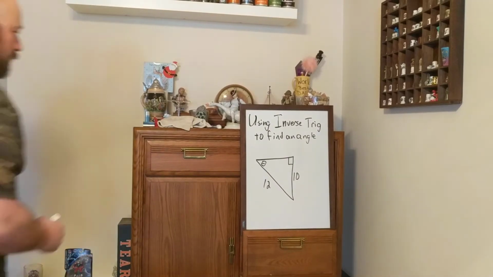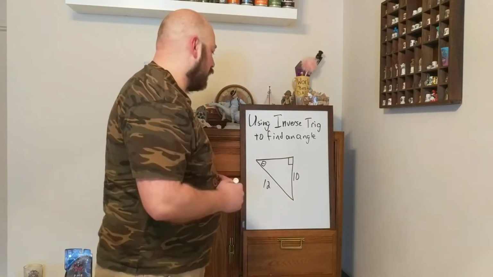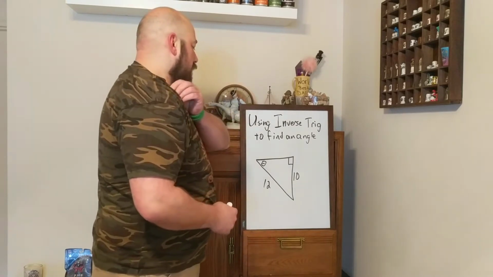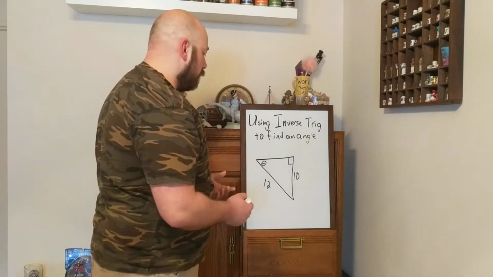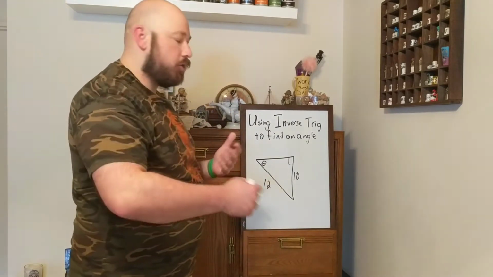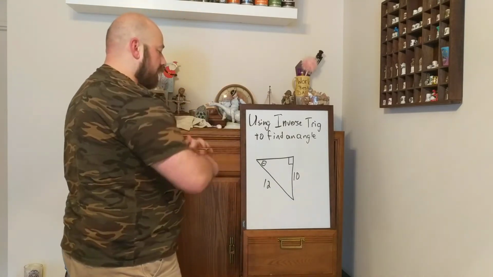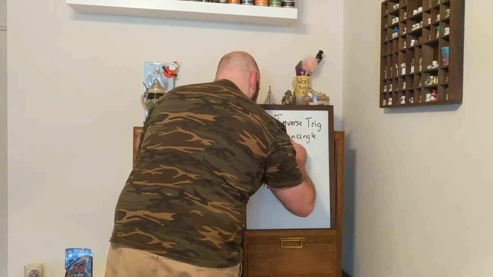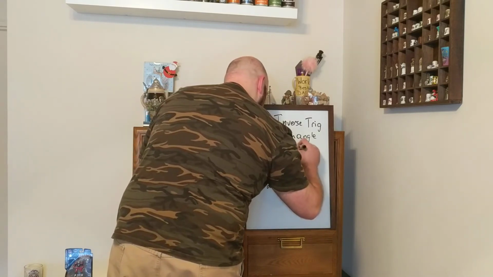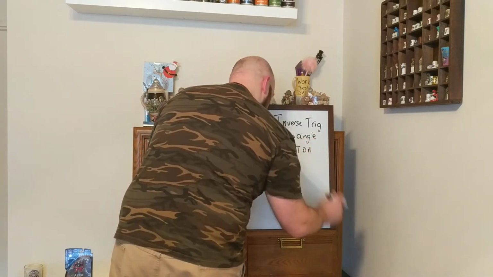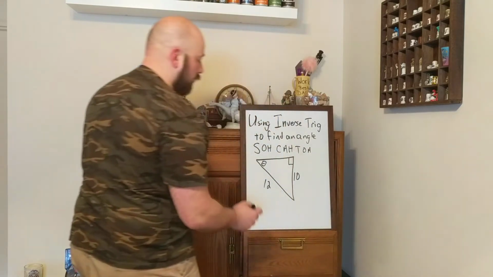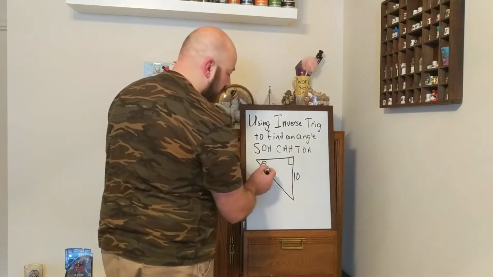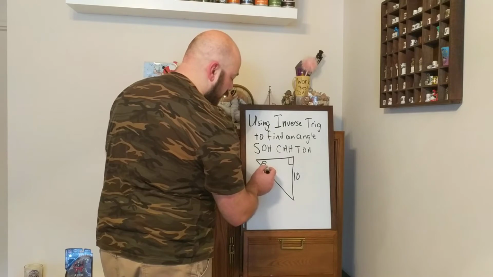All right, folks, what we're going to do in this video is use inverse trigonometry to find a missing angle of a right triangle. Very similar to how we would find the missing leg, we're going to put up our acronym SOHCAHTOA, and look at the angle we're looking for, which is theta right here.